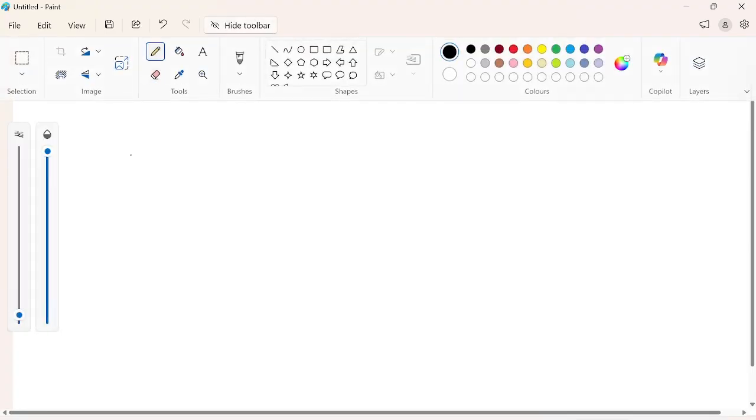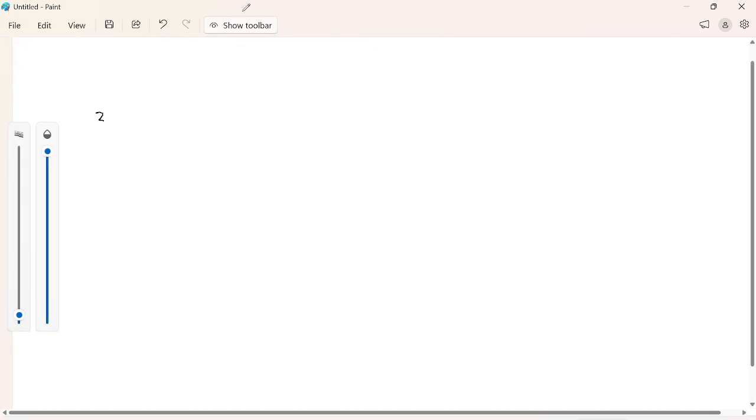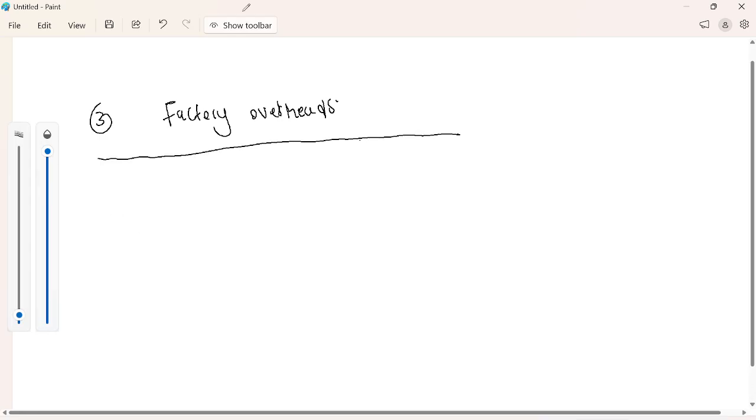Now we move to the other one, which is the factory overhead, number 3. So we have our factory overheads note, right? I'm going to write the calculations that need to be in there. This is for grade 12s. We're going to start with indirect material.